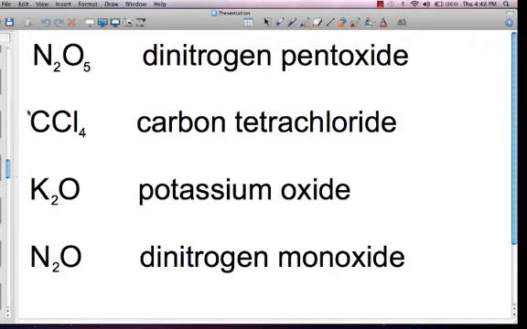So this would be dinitrogen pentoxide, carbon tetrachloride. Now I threw this one in here because you're going to have to notice that this is not covalent. This is a metal and a nonmetal, so this is ionic, so it's just potassium oxide. This is two nonmetals once again, so it's dinitrogen monoxide. The second one does have a 1, and I have to use that prefix. That is your review on nomenclature.